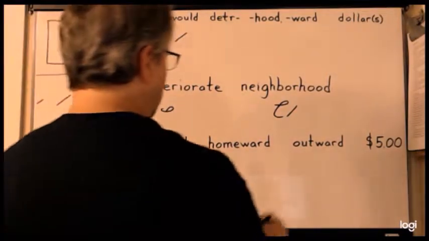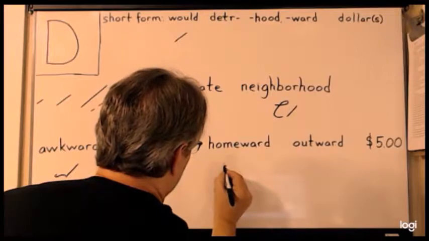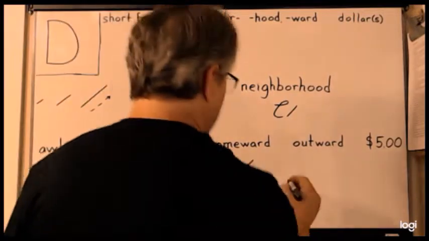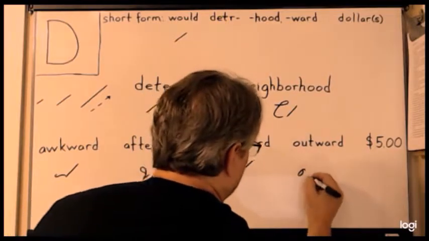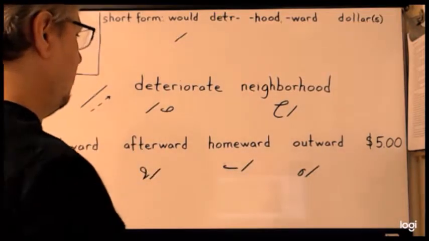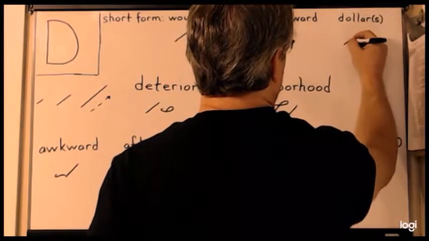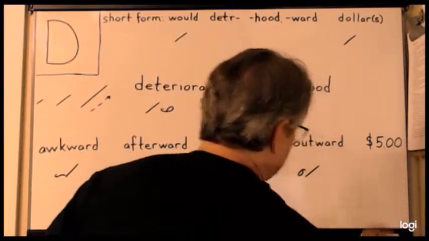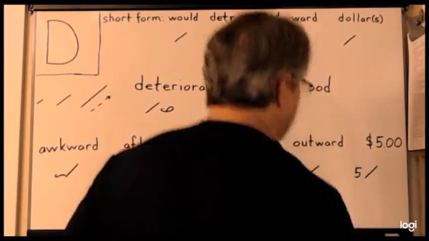Homeward and outward will both be disjoined. So for homeward, we put the H, O-M, and then the disjoined D for homeward. For outward, it is the A-U for the word out, and then the disjoined D for the ward sound in outward. Now dollars, a disjoined D is also used next to whatever number it is. So if you wanted to write $5, it would just be 5, and then a disjoined D for the word dollars.